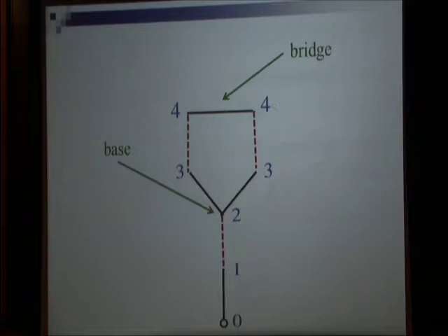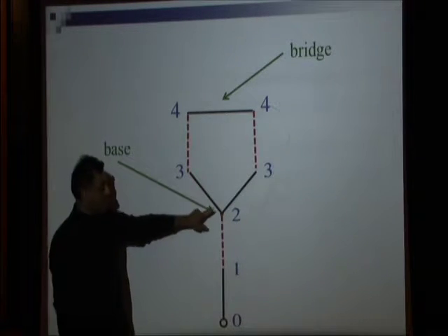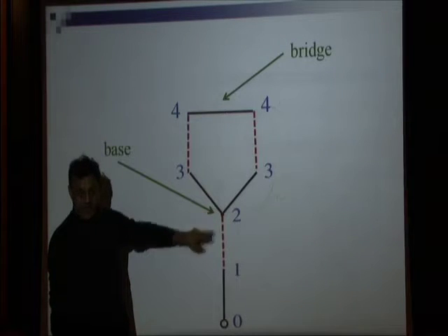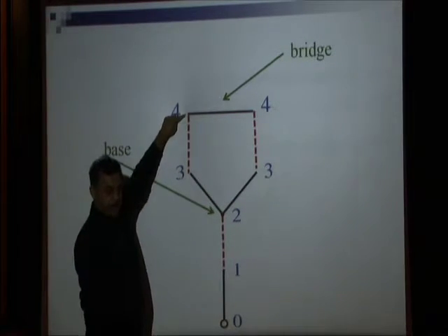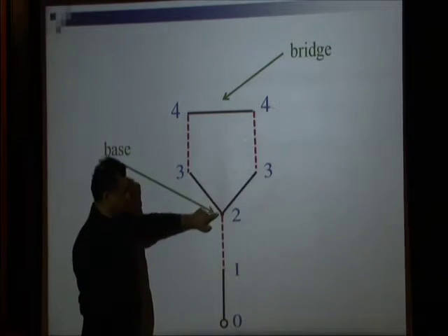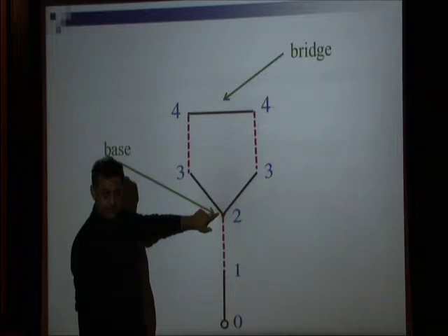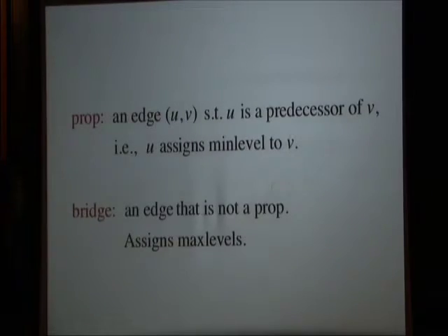Okay, so I'm going to call this edge a bridge, and I'm going to call this vertex a base. Okay, in what sense is it the base? Well, if you go back taking predecessors from here, and if you go back taking predecessors from here, this is the bottleneck. You meet here. Okay, and in what sense is this a bridge? Let me define that right away.